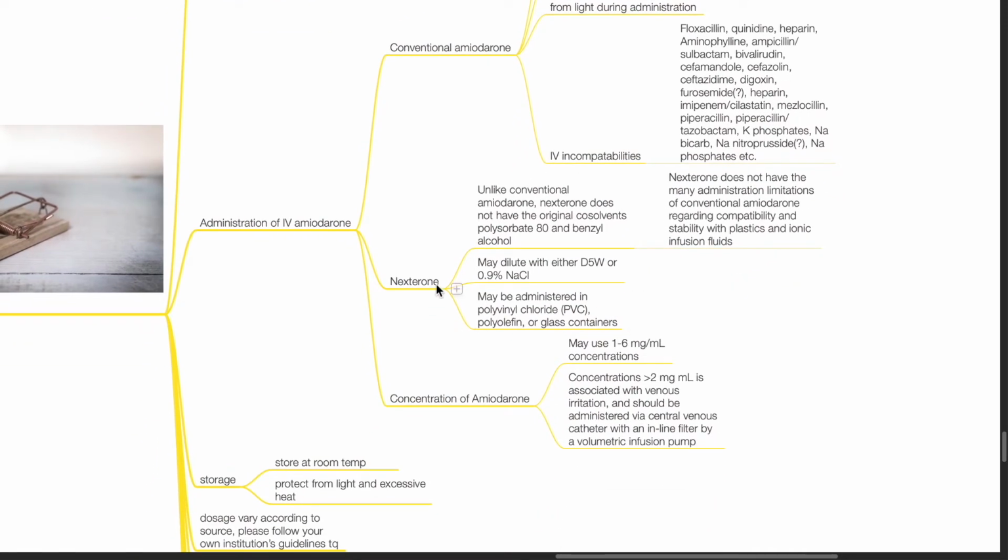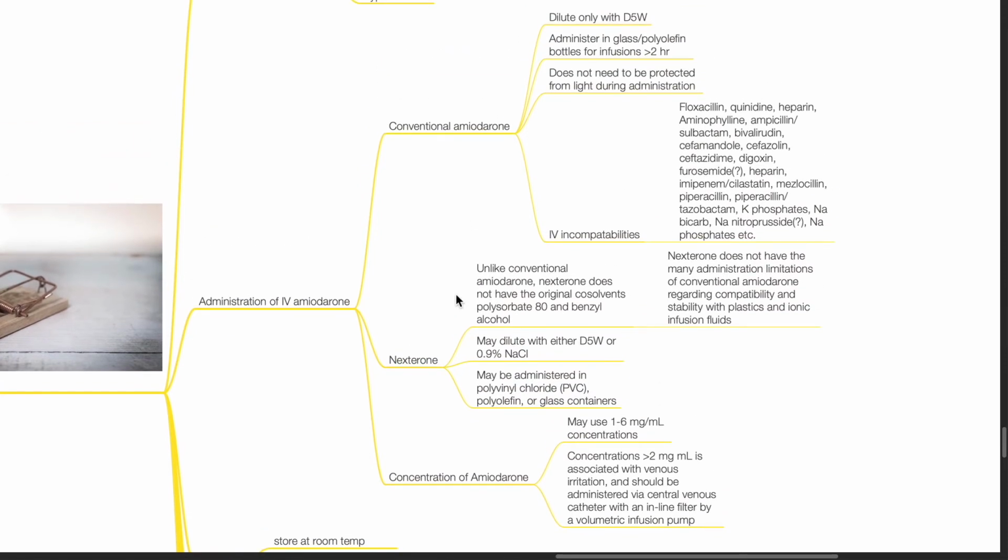Nexterone is unlike conventional amiodarone. It does not have the original co-solvents polysorbate 80 and benzyl alcohol. Nexterone does not have the many administration limitations of conventional amiodarone regarding compatibility and stability with plastics and ionic infusion fluids. Nexterone may be diluted with either dextrose 5% or normal saline and may be administered in PVC, polyolefin, or glass containers.